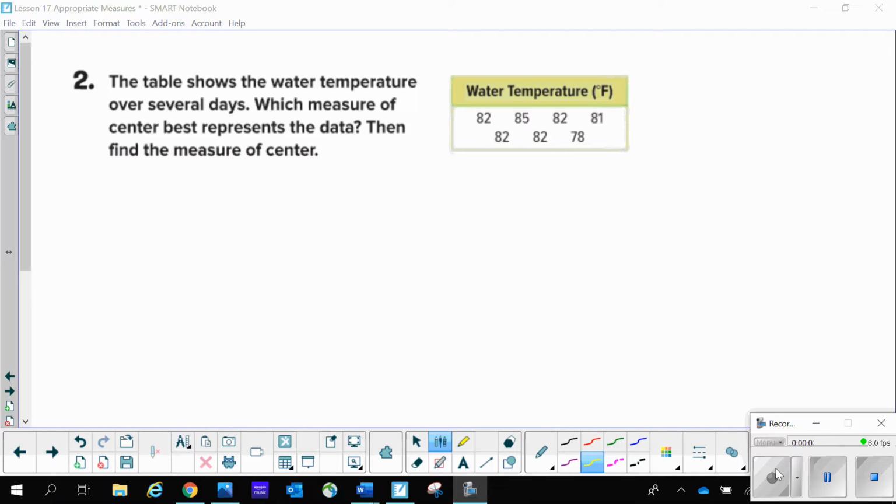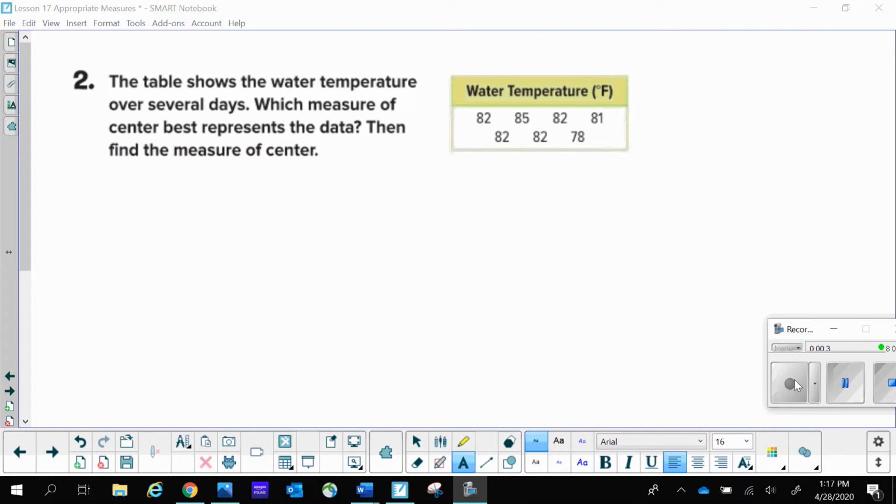All right, so for example 2, the table shows the water temperature over several days. Which measure of center best represents the data? Then find the measure of center. Pause the video, and I want you to figure out which one, mean, median, or mode, would best be used to find the center of this data. Unpause the video when you have your answer.